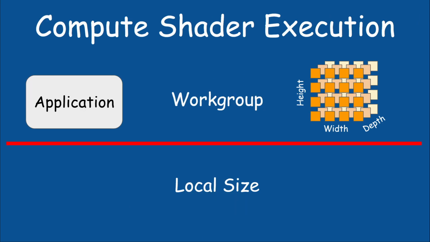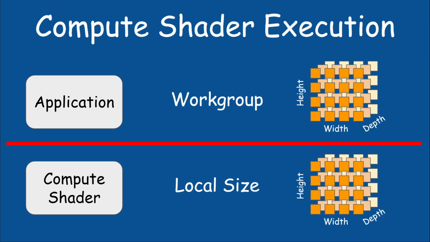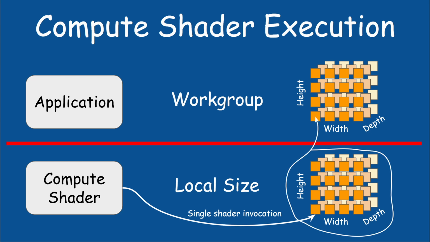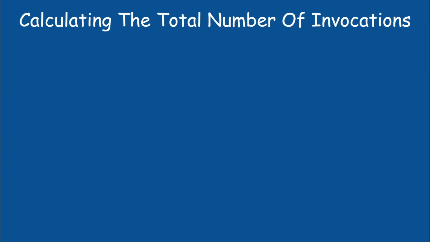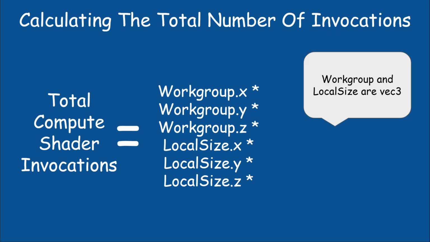So the number of workgroups is configured on the application side, but on the shader side we have the concept of a local size. This is also a three-dimensional space, which defines the actual number of shader invocations within a single workgroup. This means that the total number of invocations can be calculated by multiplying the 6 dimensions together, 3 from the workgroup and 3 from the local size.